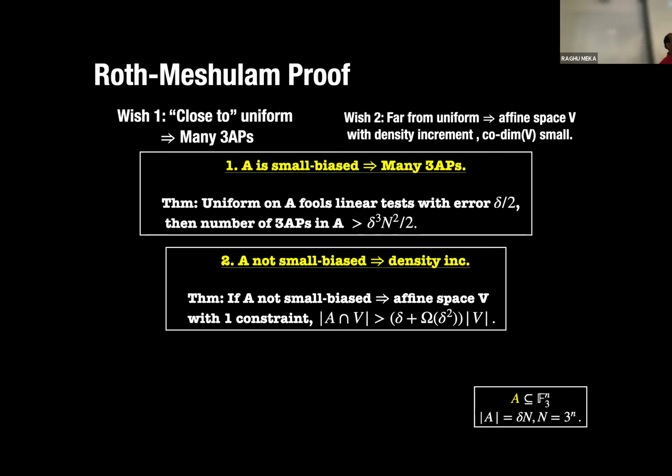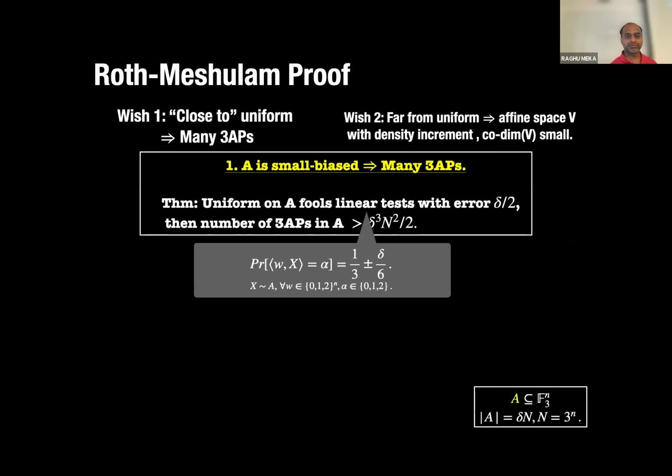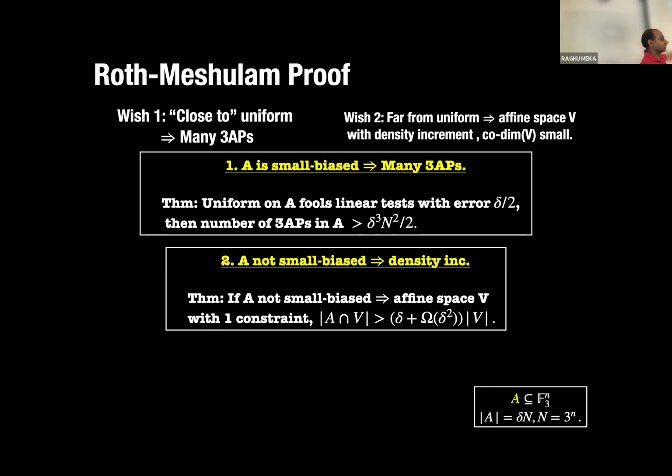If the set is not small bias, meaning there is a linear test which is telling me apart from a uniformly random string, then there must be an affine space. In fact, one where I only add one constraint and I increase the density. Why is that? Well, if the set A is not fooling linear tests, then there is some W where this number is greater than 1/3 plus delta. And that W is going to give you an affine space. It's saying if I restrict there, I have more elements than what I should have. And you work through that, you get this.